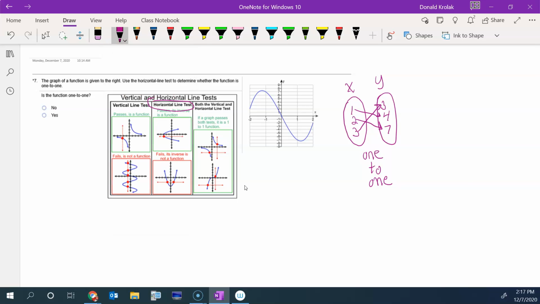If the horizontal line touches this more than once, then it is not 1-to-1. So this function is not 1-to-1. This would be a many-to-1. For example, let's say I pick this point.